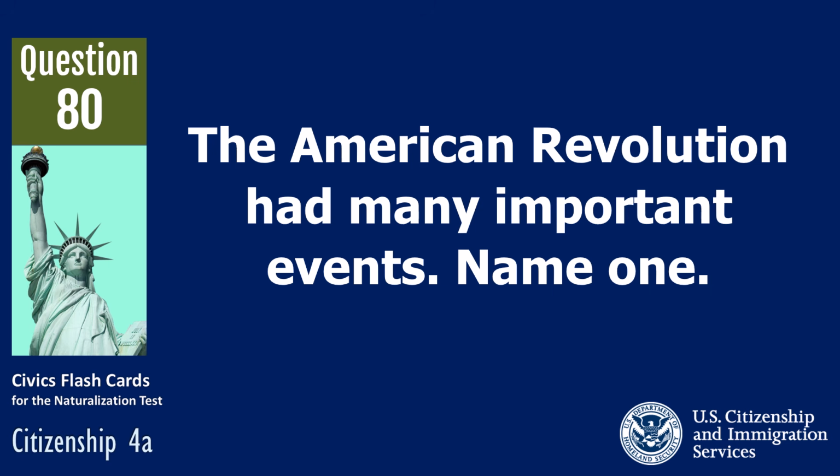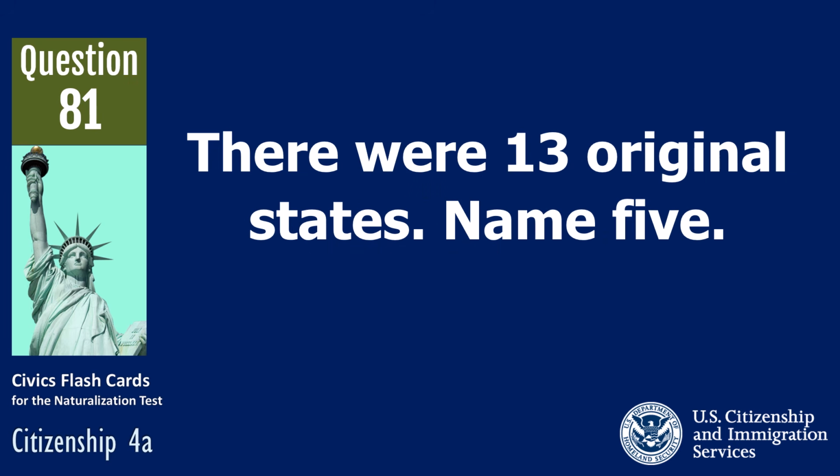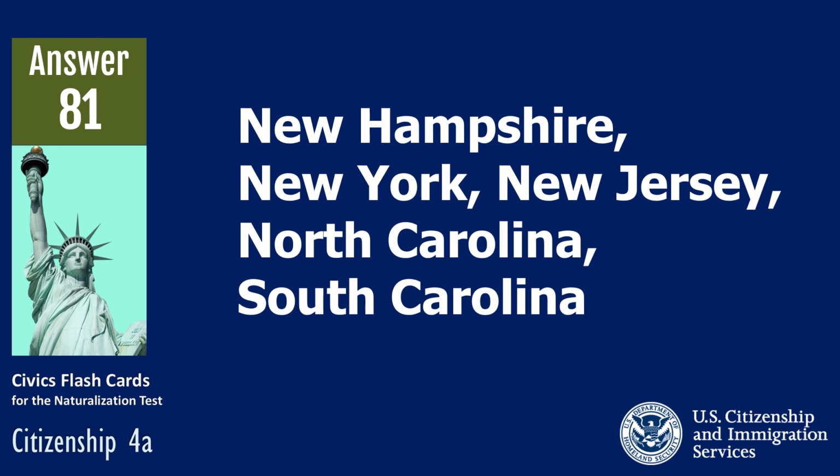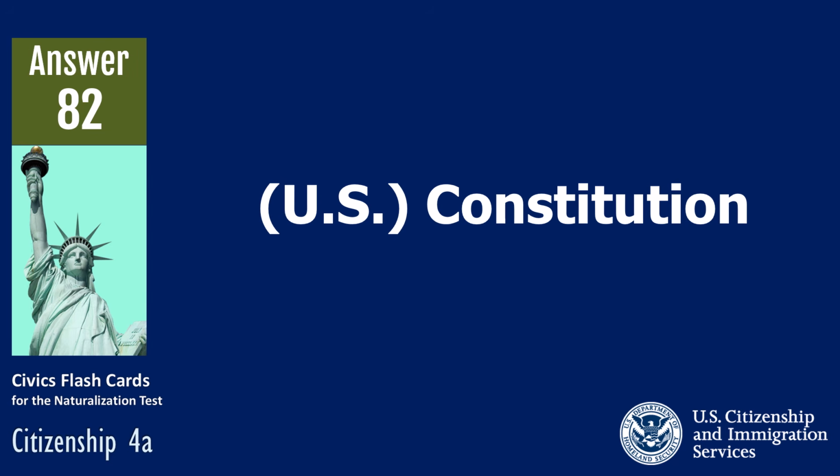The American Revolution had many important events. Name one. Declaration of Independence. There were 13 original states. Name five. New Hampshire, New York, New Jersey. North Carolina, South Carolina. What founding document was written in 1787? U.S. Constitution.